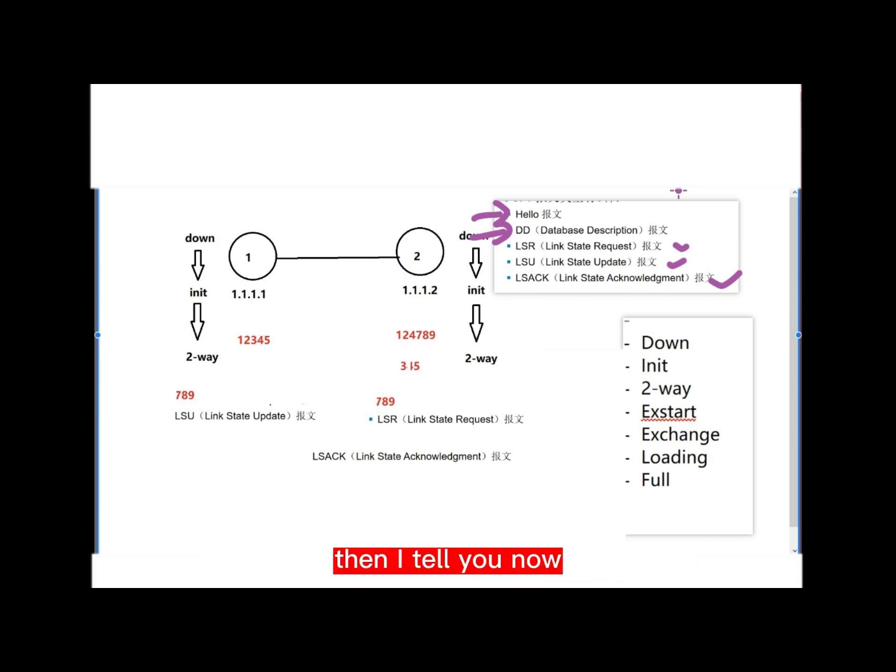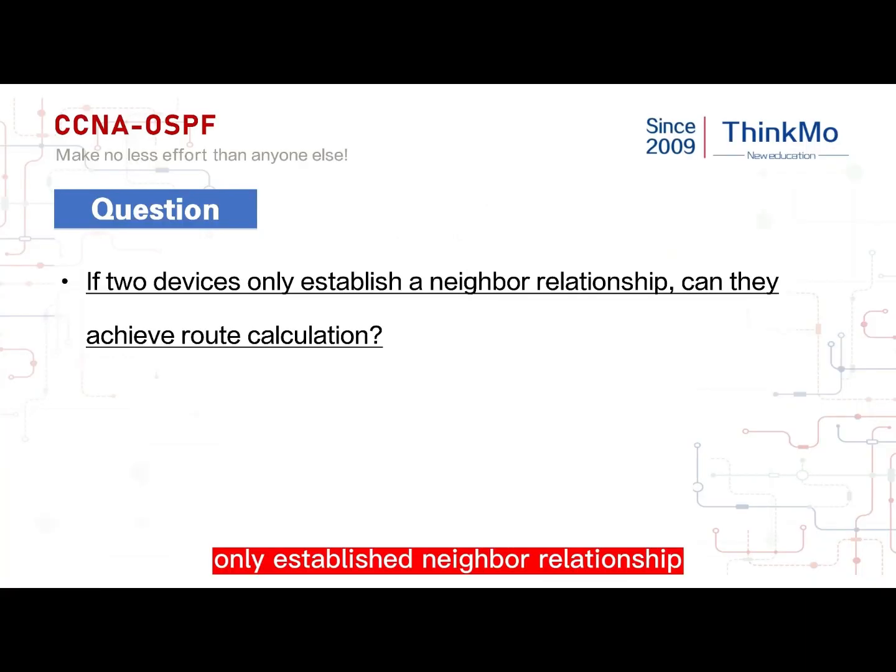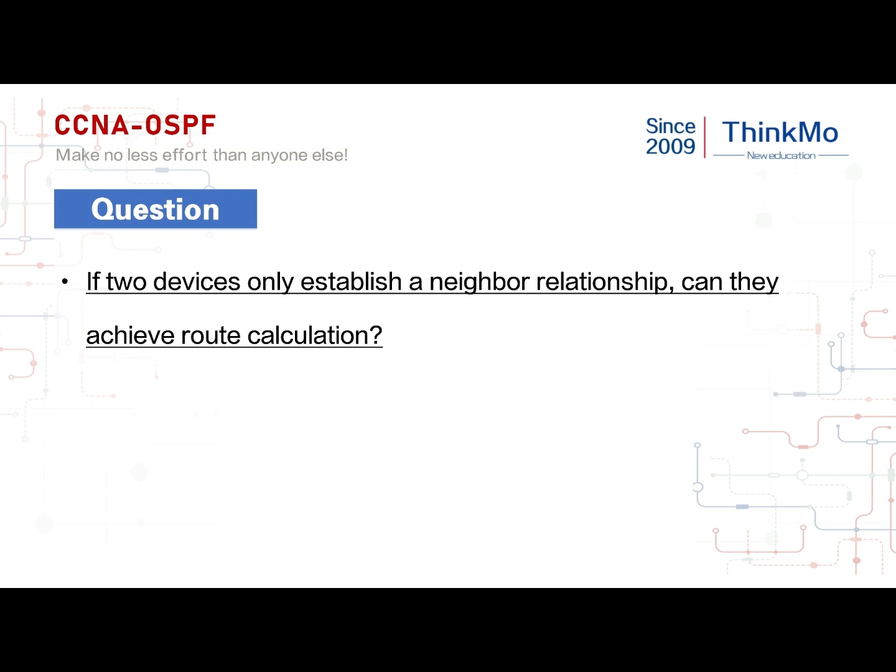Then I tell you now: when the mutual status of the two interfaces between two devices reaches full, it is now called adjacency established. This is the key. If between two devices only a neighbor relationship is established, can they realize the calculation of routing? Okay, it is not possible, because as neighbors, no information is exchanged at all.